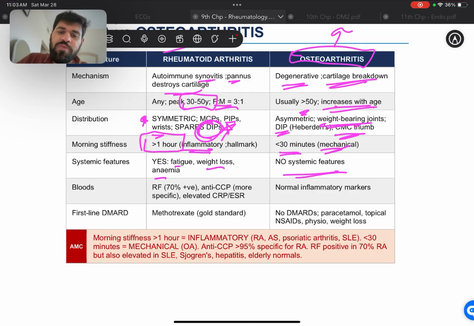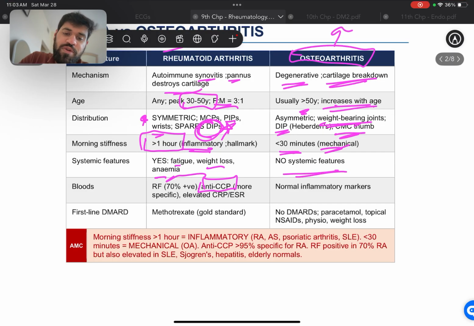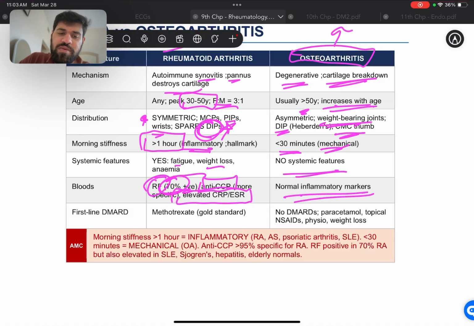Then for blood test, rheumatoid arthritis is going to have anti-CCP, which is more specific for rheumatoid arthritis, but we'll also have RF positive in 70% of the cases. But this does mean that in 30% of the cases, we won't have RF positive. So we have to go for RF, anti-CCP, and then we have to also check the elevated CRP and ESR, which are inflammatory markers. Osteoarthritis is going to have normal inflammatory markers.